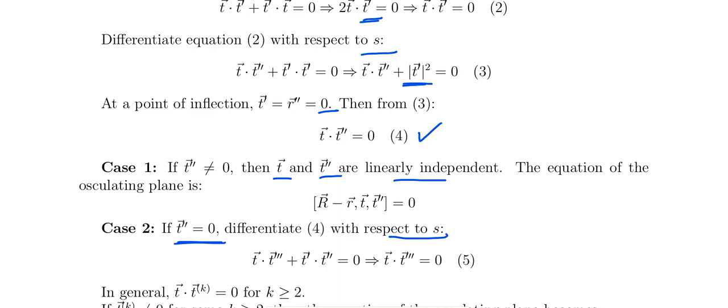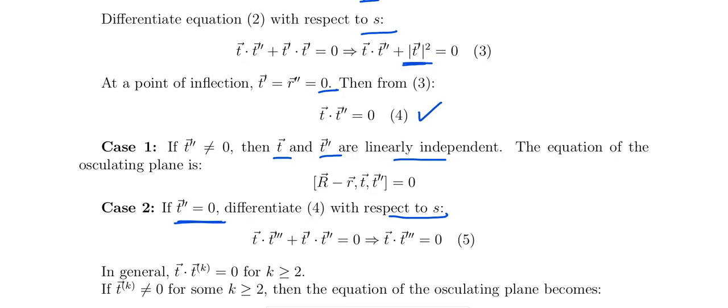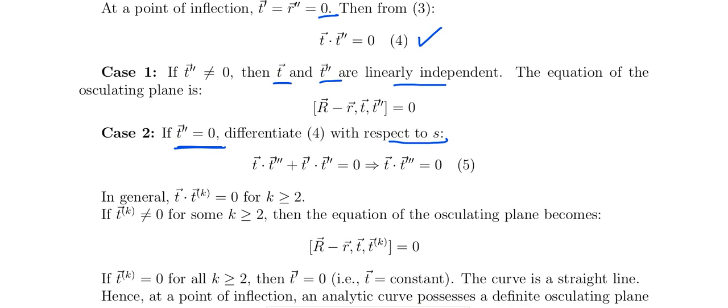In the case of t double dash equal to 0, differentiate 4 with respect to s once again. Then t vector dot t triple dash plus t dash dot t double dash plus t vector dot t double dash equal to 0, because this is equal to 0. So if this is equal to 0, proceed in the same way, and t vector dot t kth derivative is equal to 0 for k greater than or equal to 2. In the case t kth derivative is not equal to 0, the corresponding osculating plane is like this: r minus r vector, t vector, t kth derivative equal to 0.